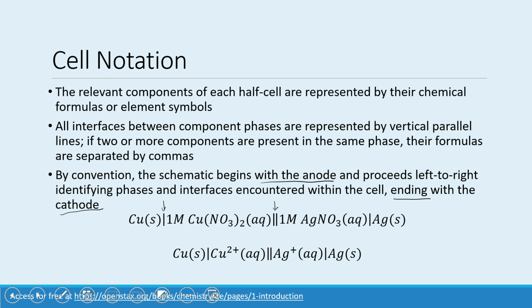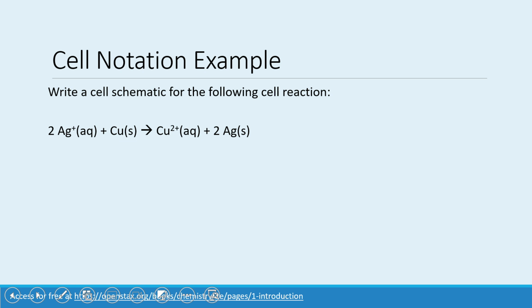Okay, so let's practice some of this. We are going to take the cell reaction that we have listed and write a cell schematic. So in order for us to do that, remember that we always start with the anode, right, and end with the cathode. And so in order to do that, we first have to figure out, well, which part of those half reactions is occurring at the anode versus the cathode. And remember that the cathode is where you have reduction, right, and the anode is going to be oxidation.